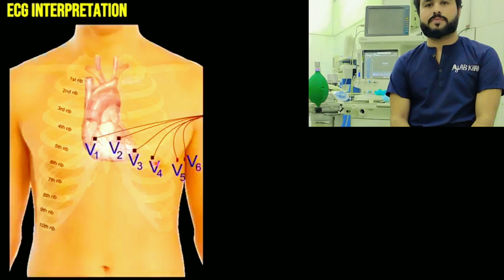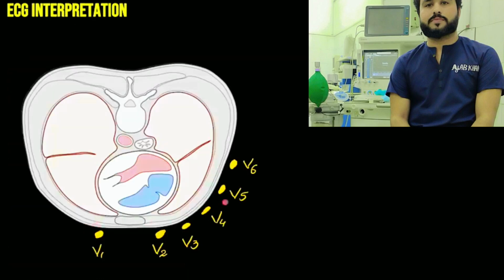V5 and V6 are placed in the same line as V4. V6 is placed in the mid-axillary line. These are the locations of precordial leads. Now, when you have placed these precordial leads, these leads are looking at the heart in this direction. They are capturing the electrical activity from the front. Hexaxial leads are looking from the sides. Precordial leads are looking from the front.